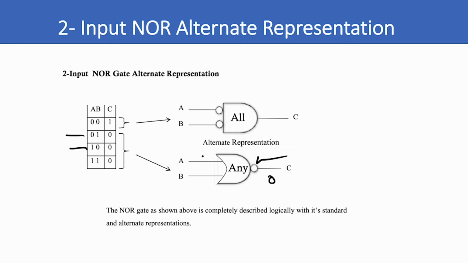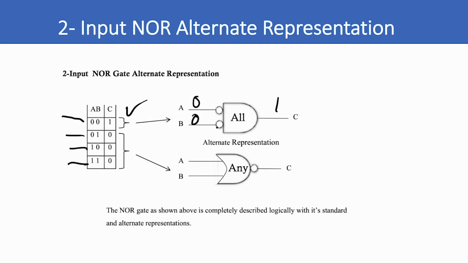And then the final case we have is 1, 1. It says any high, well, they're both high. Well, it says any one of them high is going to cause the output to go low. So that's this case right here. Well, for the final case, logically, the alternate representation is going to define what this case is right here. This says that when A and B are both at 0, this says all lows, all lows give a high. And so that's what this is right here.